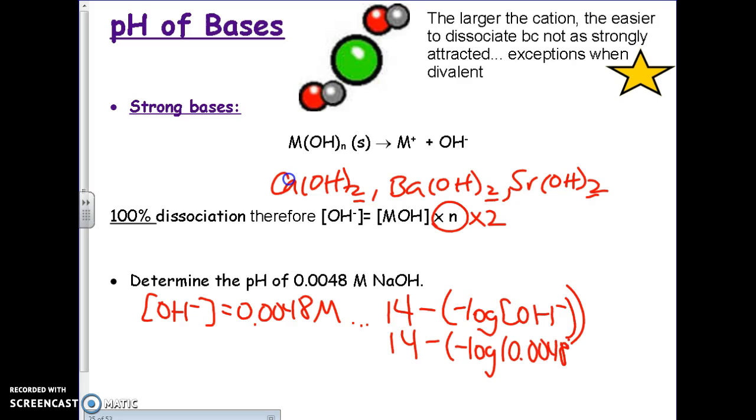0.0048 gives you a pH of 11.68. And we're recording 11.68 because there are 2 sig figs in the concentration. The 2 decimal places on the back side represent the significant figures in pH, so it makes sense for a strong base to be that high as well.